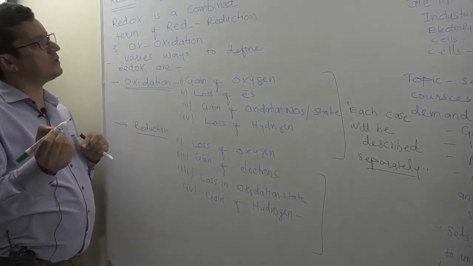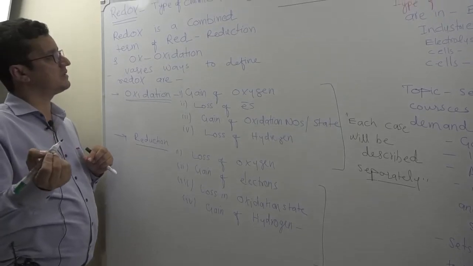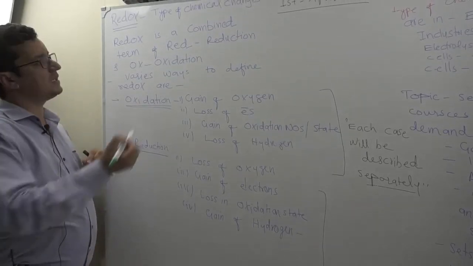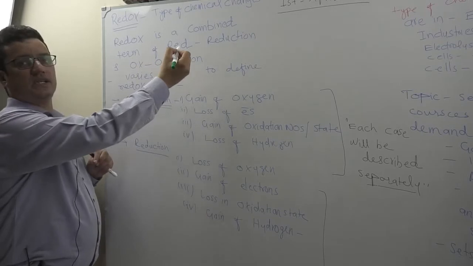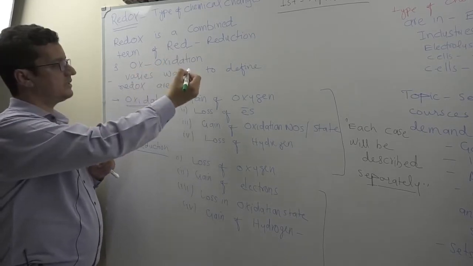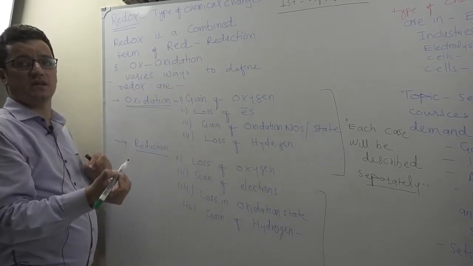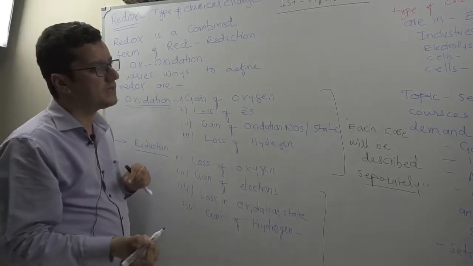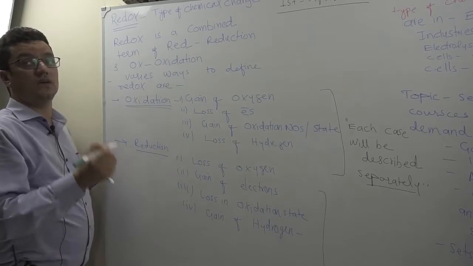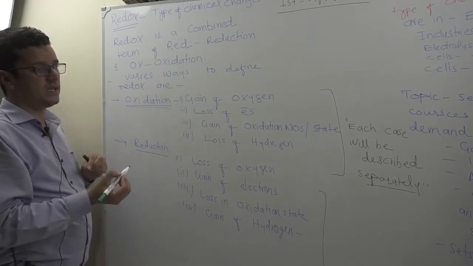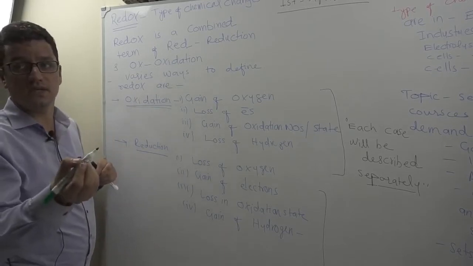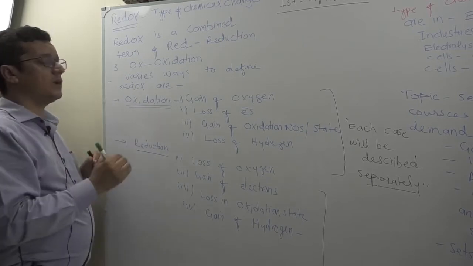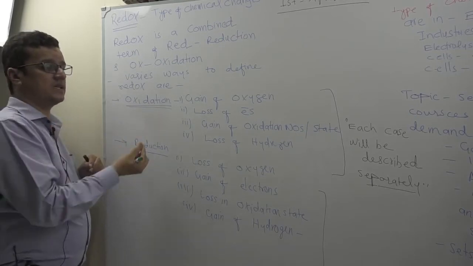Redox. Redox are basically a type of chemical change. Redox is a combined term of reduction and oxidation. They are coupled, simultaneous reactions. It means that if reduction is occurring, then oxidation is a must, and if oxidation is taking place, then reduction is a must. They go together.